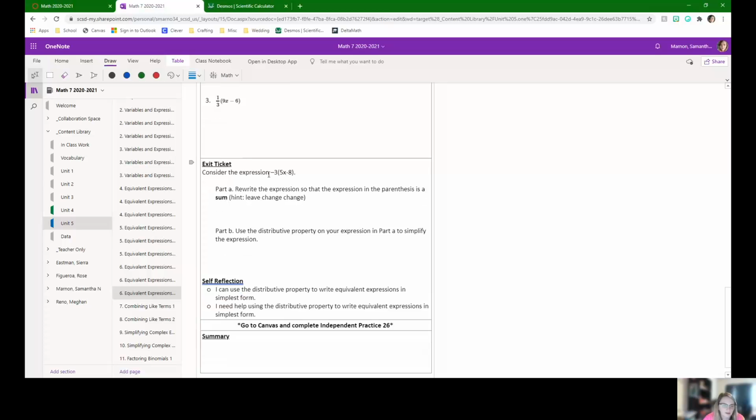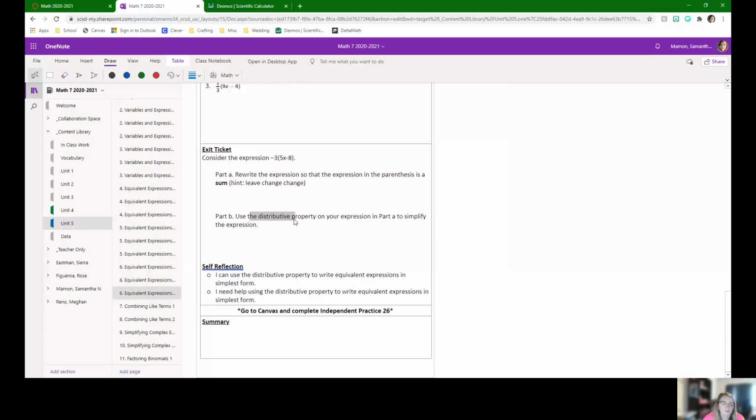On our exit ticket, you have another one, this expression. It wants you to rewrite it. So this is a sum, right? Right now we have a difference. So how can I change it to adding? And then use the distributive property to write an equivalent expression. When you're done with your practice and your exit ticket, you can go onto Canvas and complete independent practice 26.